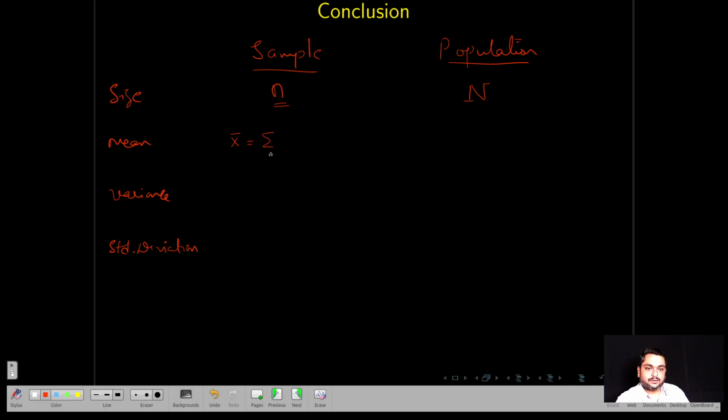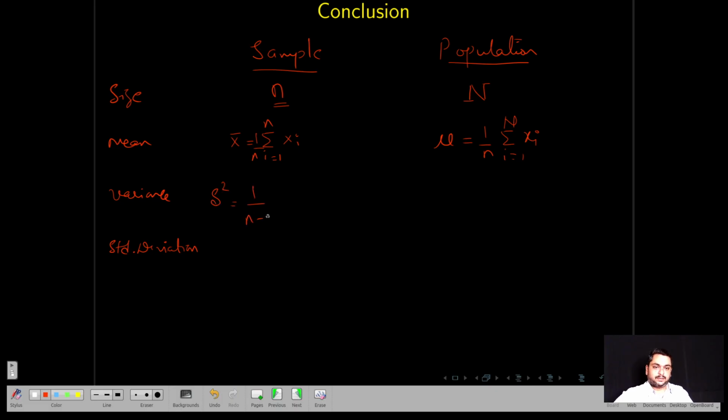This is nothing but the summation of i equal to 1 up to n of xi, times 1 by n. This is how I calculate the mean. Here for the population we represent it as mu, 1 by N summation of i equal to 1 to capital N, then xi.